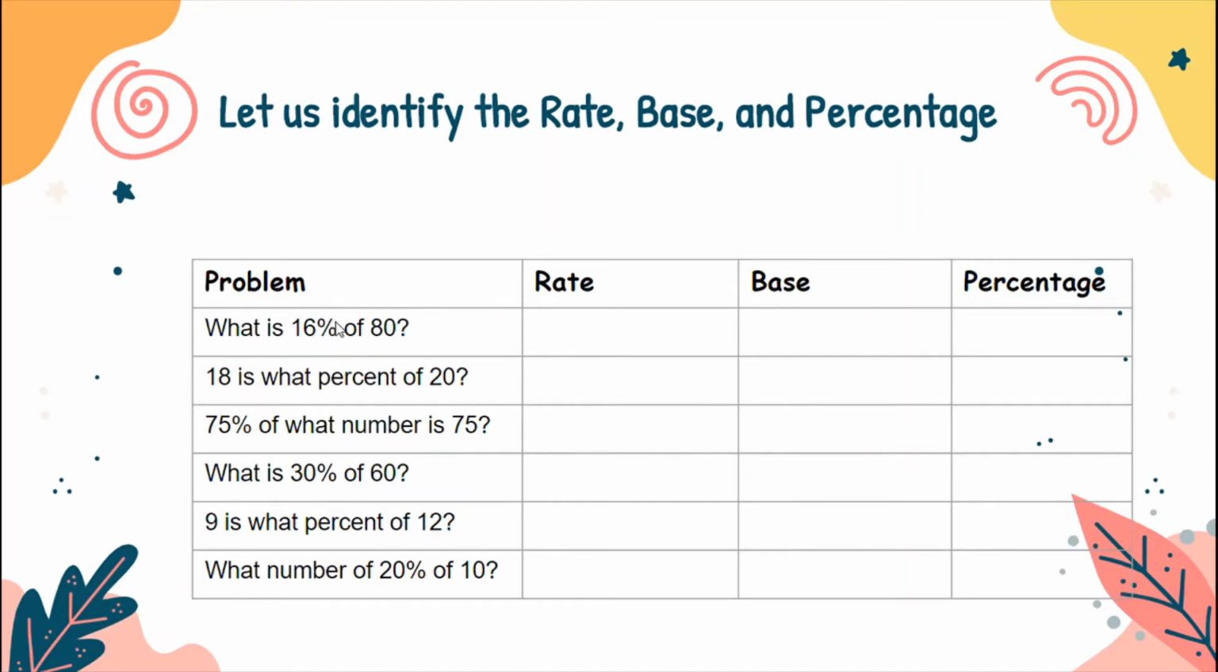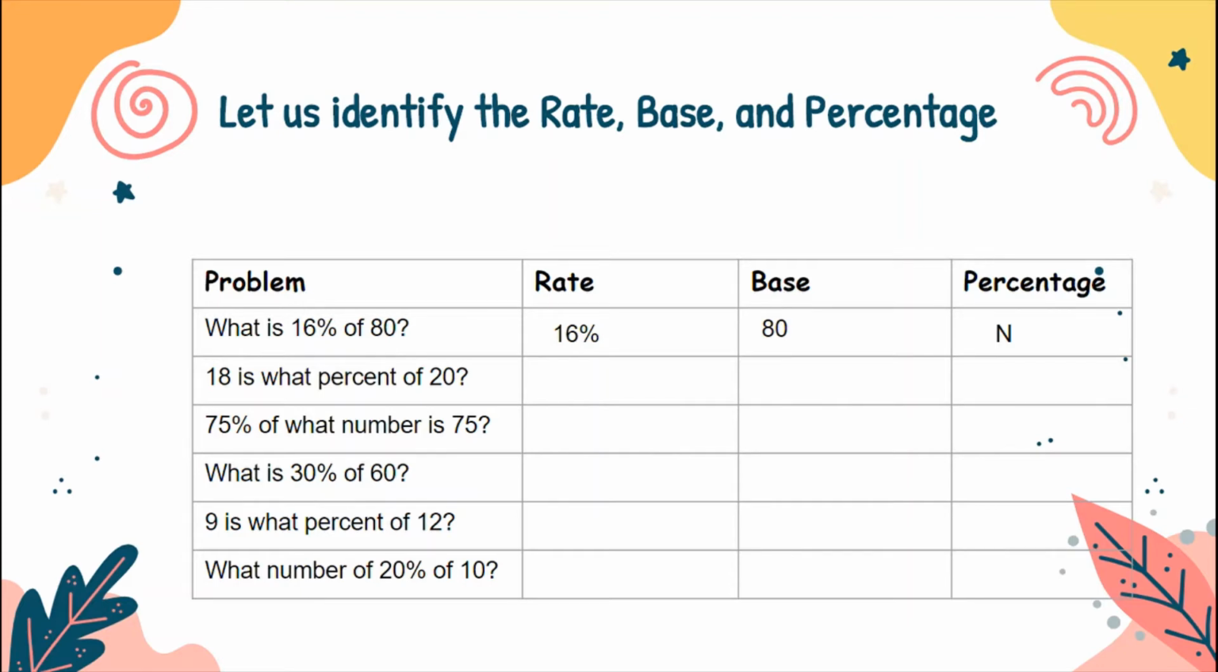16% carries the percent sign, so it means to say that 16% is our rate. Always remember, the number that carries the percent sign is always the rate. 16% of 80. So 80 here signifies the totality, the total number. So since 80 is the total number, then 80 is our base. And 16%, we're going to find the 16% of 80, and we're looking for the percentage. So I'll just put n, a variable n, because we still don't know the value of the percentage.